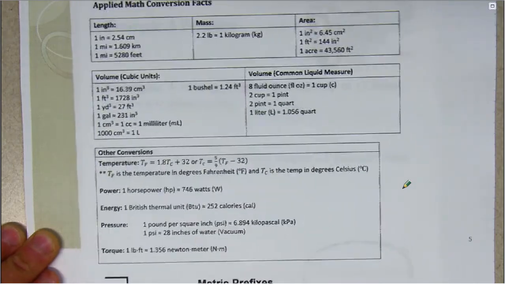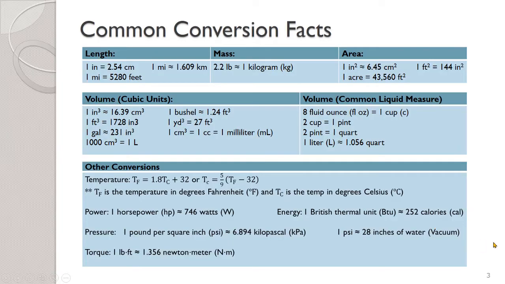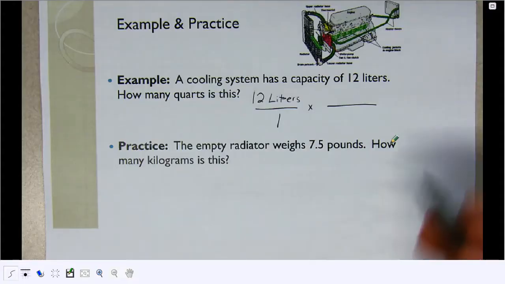So print that off from Blackboard. But for now, I'm just going to reference those that are on your screen. The problem we were working with wanted to change liters into quarts. So if we look at volume and liquid measurement, right here we have 1 liter is equal to 1.056 quarts. Some of these conversions have kind of a squiggly equals, and that means it's not an exactly right conversion, but it's really close. So 1 liter is 1.056 quarts. Let's use that to answer our question and perform our conversion.